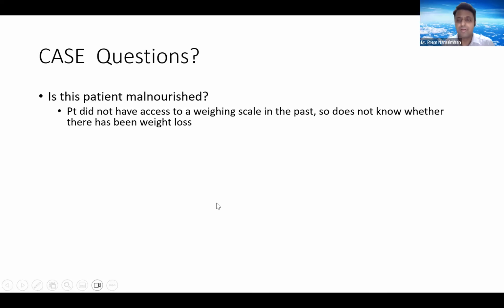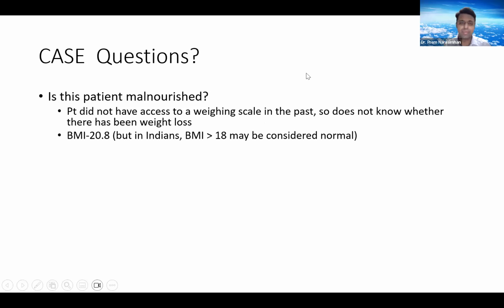I think the patient is malnourished according to us, but she did not have access to a weighing scale in the past, so does not know whether she actually has weight loss. She was a homemaker. I'm sure she's been so busy taking care of others that she obviously hasn't taken much care of herself. BMI is around 20.8, but in Indians, BMI more than 18 may be considered normal. But again, that is very relative according to me. We cannot just go by that. Then MNA is 22, which obviously puts her at risk of malnutrition.